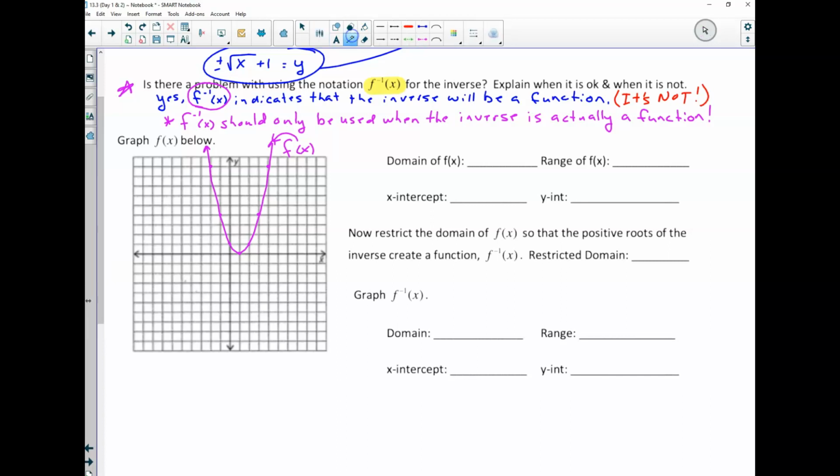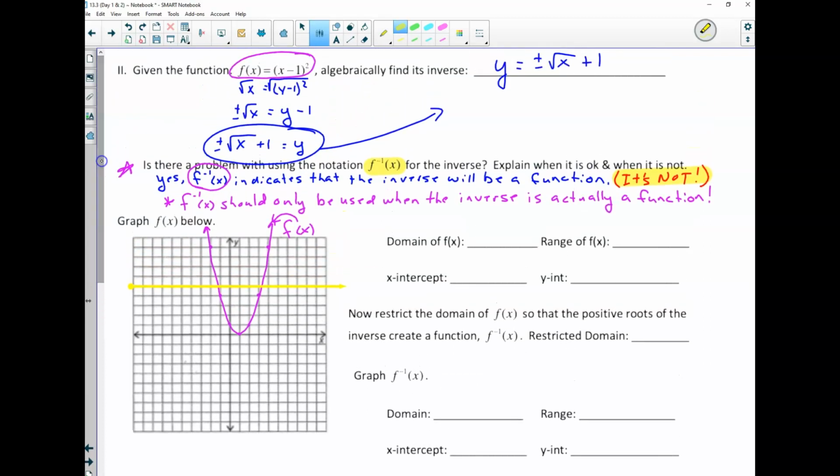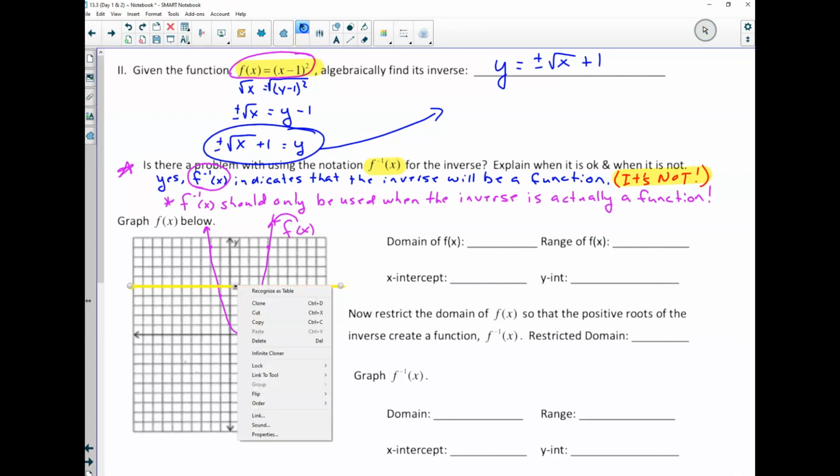Well, like I said, if I did the horizontal line test, that thing fails now, doesn't it? So it's not a function. That's why I'm saying it's not a function. Hopefully you know what this graph looks like. You know it's a parabola opening upwards, and it's going to fail the vertical line test. So that's how we know that it's not going to be a function.